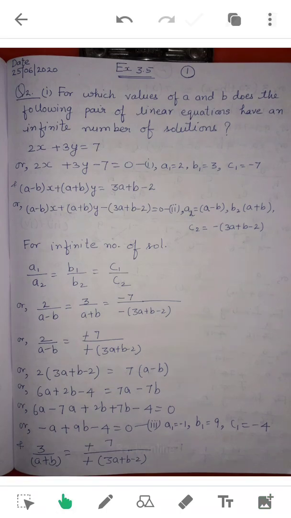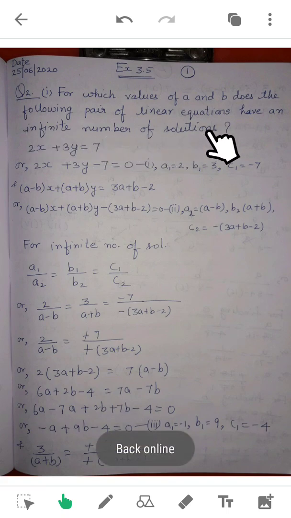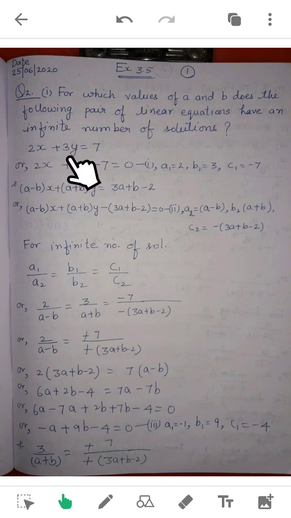Today we are going to start question number 2 of exercise 3.5. Question number 2, its first part is: for which values of a and b does the following pair of linear equations have an infinite number of solutions? The first equation given to you is 2x plus 3y is equal to 7.